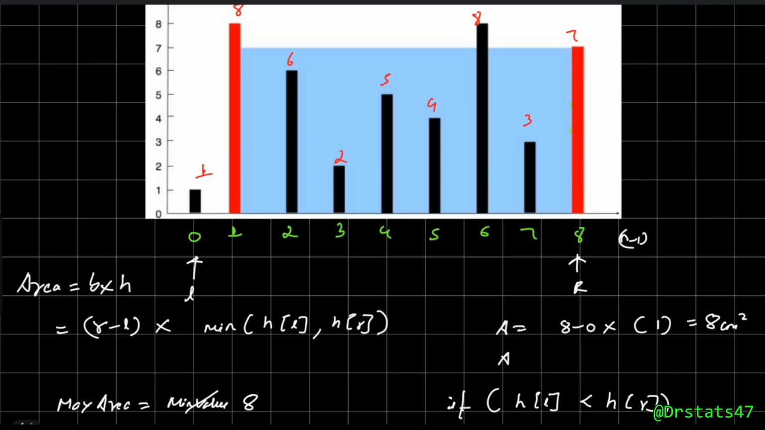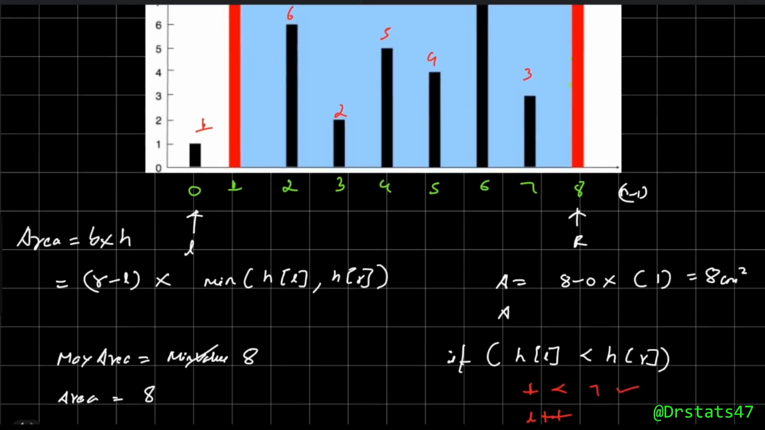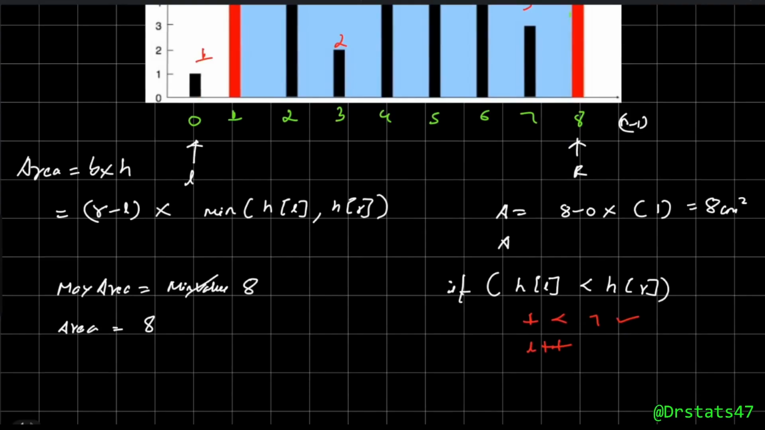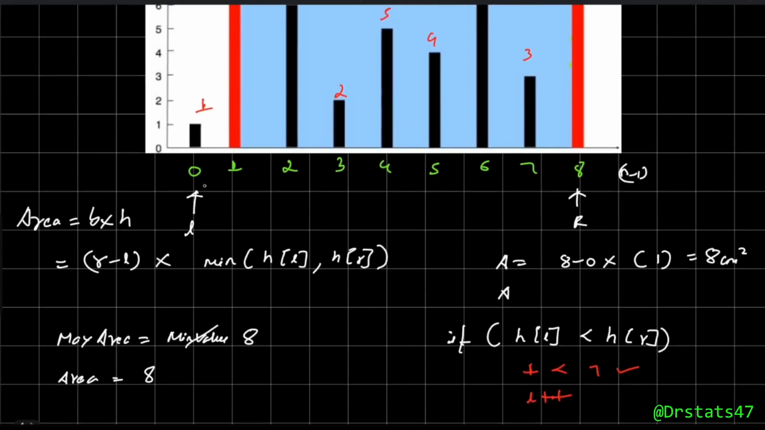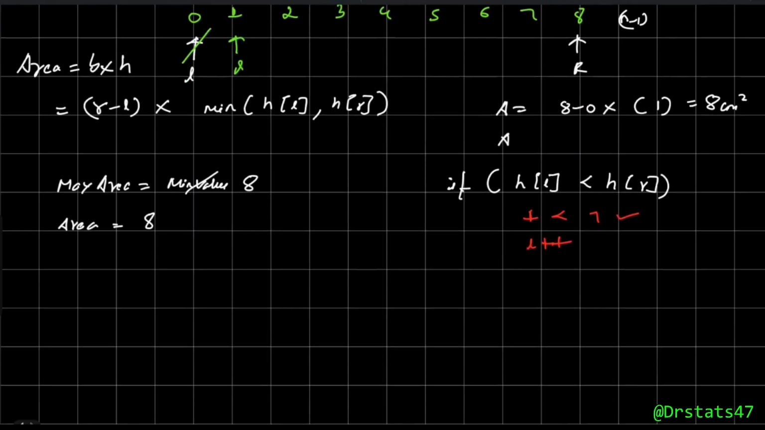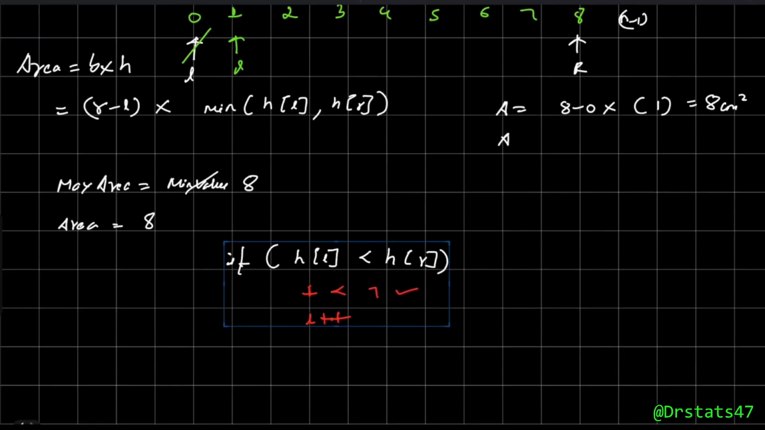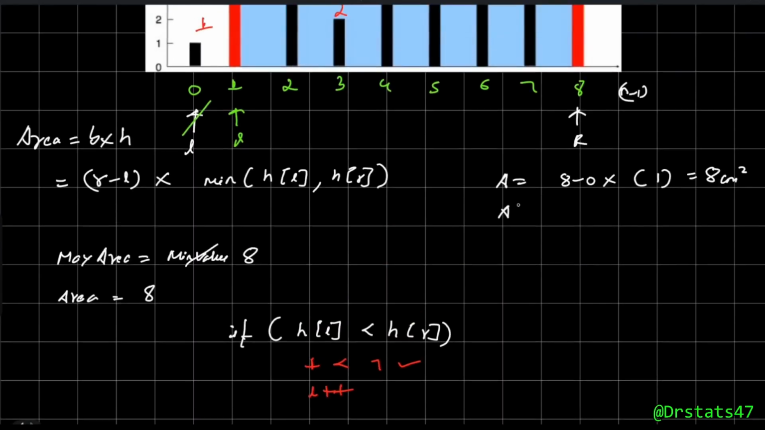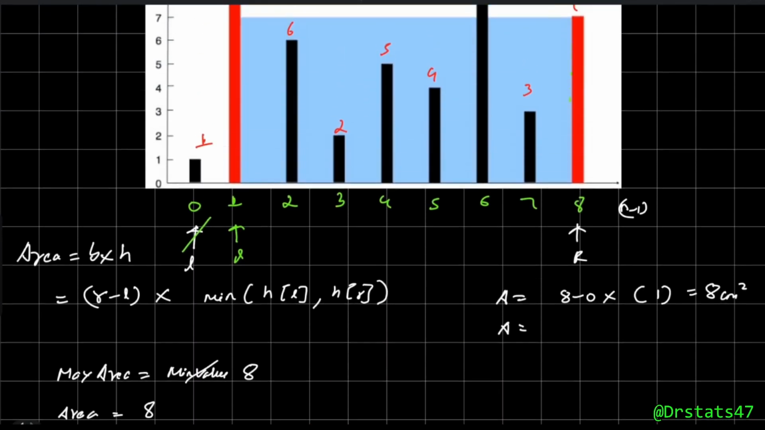So we have to move the pointer whose height is less than the other pointer's height. Here left is small, so we have to move the left pointer. Then we again check the area. So this is the condition. Now we have to calculate the area.